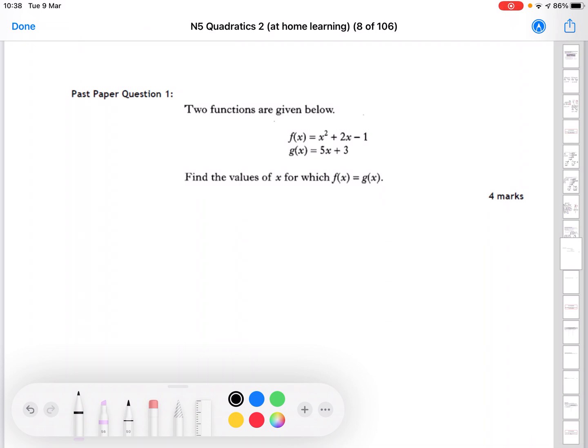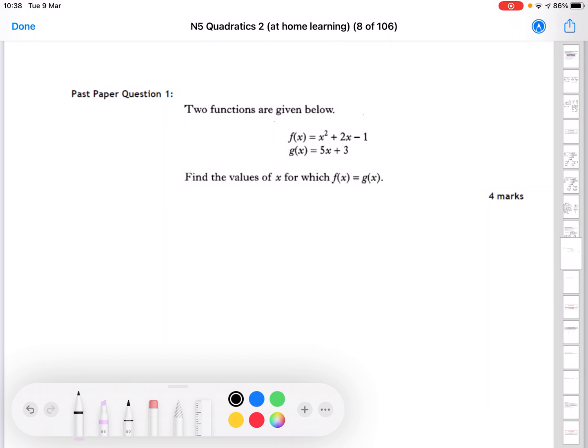So in today's lesson we are going to be focusing on past paper questions regarding solving quadratics that we've been looking at already. So there are a few questions here to do today. In fact, there's 4 past paper questions to do. So this will be a fairly long video, so please bear with me as we go through. It's really useful for you guys to see the thought process behind solving these questions and where the marks are allocated as well. That's really important.